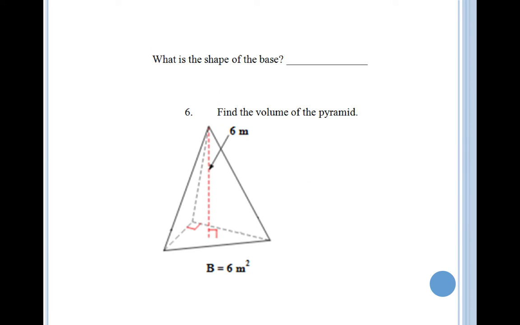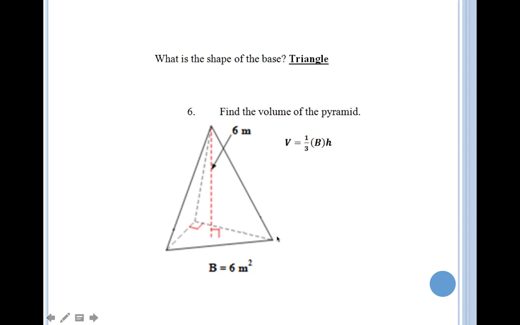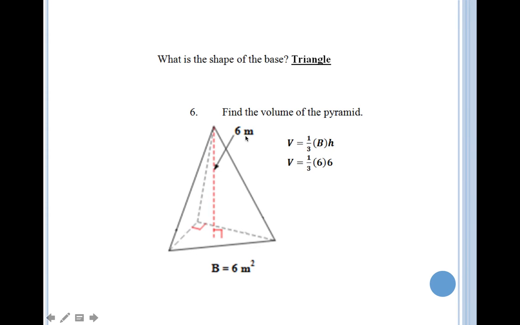Last one for pyramids. So looking at my base, what's my base? Well, it's a triangle. So what you have, it gives you the area of the base. I love these. Less to plug in, less to do because it's already given to you. So I'm going to use that general formula, 1/3 BH. So my area of my base is 6. My height is also 6. So when I plug those in, it looks like that.